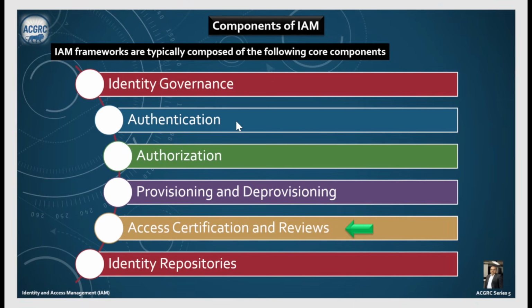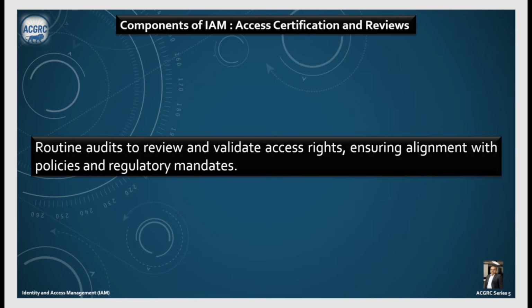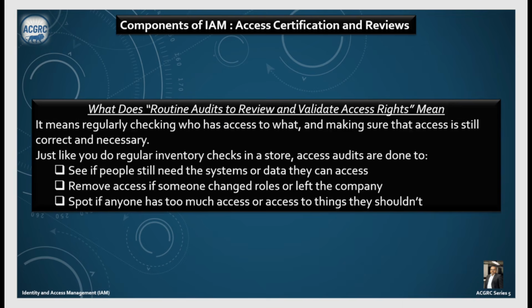Access certification and reviews. Routine audit to review and validate access rights, ensuring alignment with policies and regulatory mandates. So, what does routine audit to review and validate access rights mean? Well, it means regularly checking who has access to what and making sure that access is still correct and necessary.